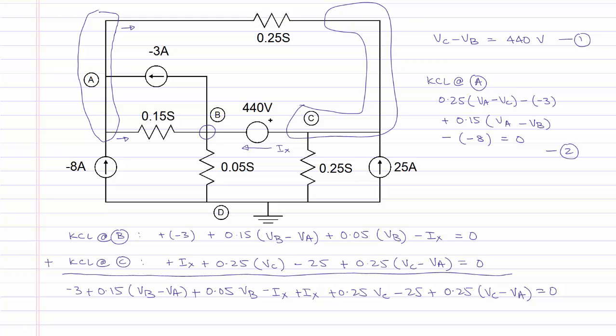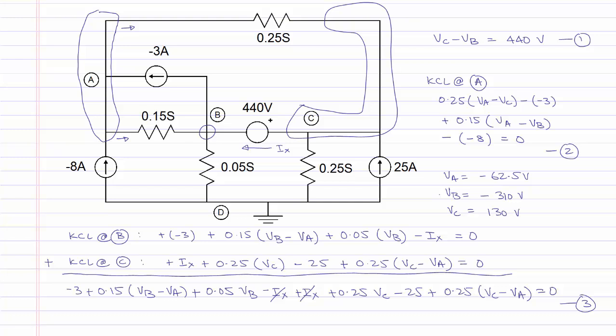Note that we have a minus Ix and a plus Ix in this equation, and we will cancel both of these terms out, and the equation that remains will be called equation 3. The equations 1, 2, and 3 are three equations in three unknowns, VA, VB, and VC. And we can solve all three of these equations to give us the values of VA is equal to minus 62.5 volts, VB is equal to minus 310 volts, and VC is equal to 130 volts.